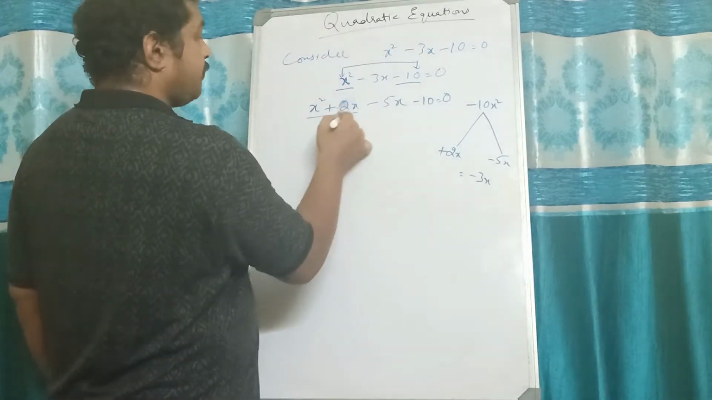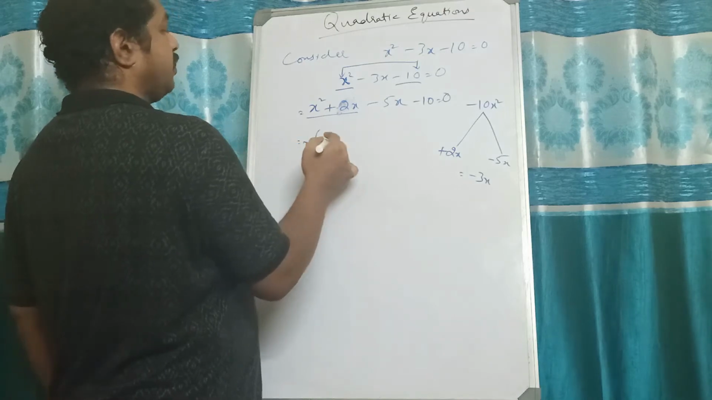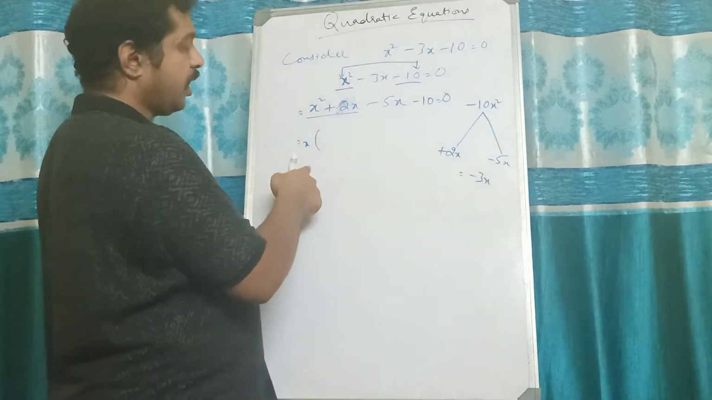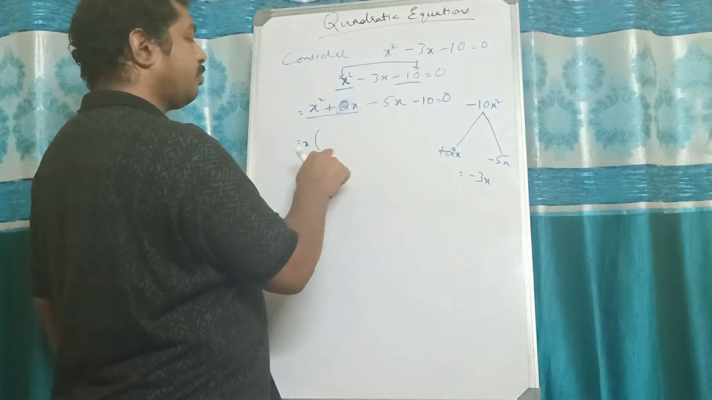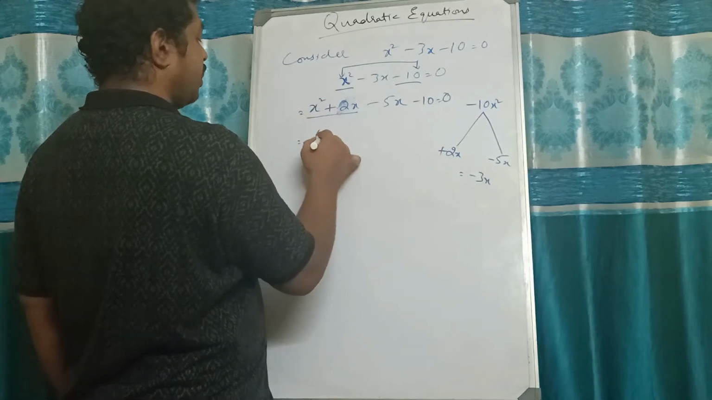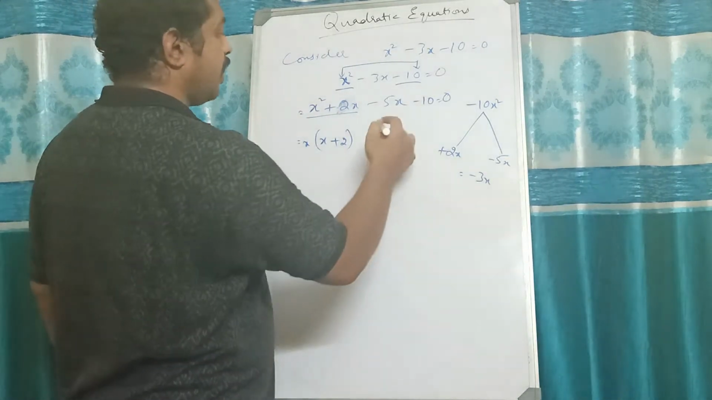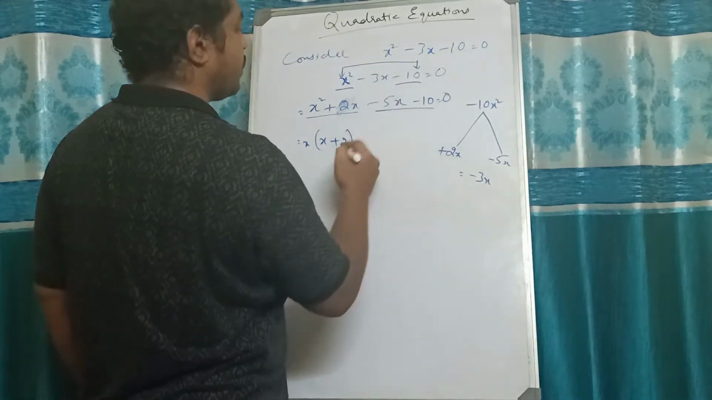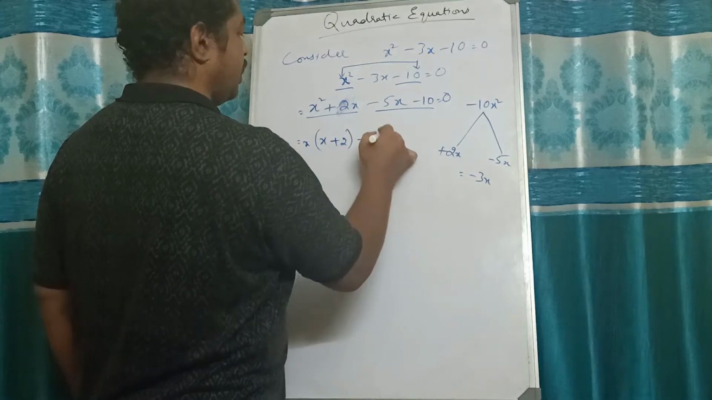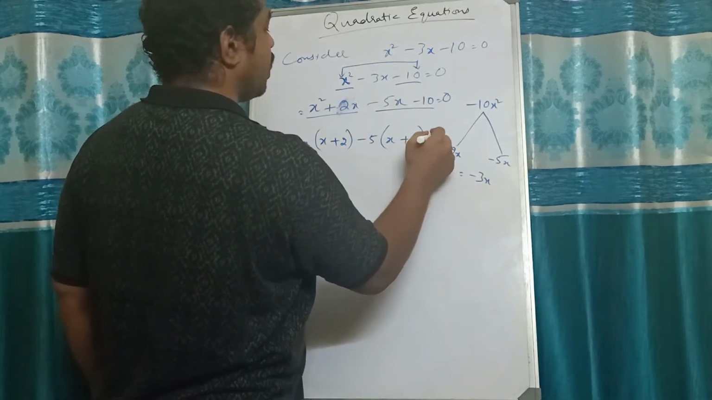Now consider the first two terms. If you take x as the common factor, the highest common factor, we take it outside the bracket, and the terms which remain should be written inside the brackets. So x multiplied by x plus 2 is what we get when we take common factor as x. And then considering the next two expressions, the common factor is negative 5, and the term which remains is x plus 2, equal to 0.